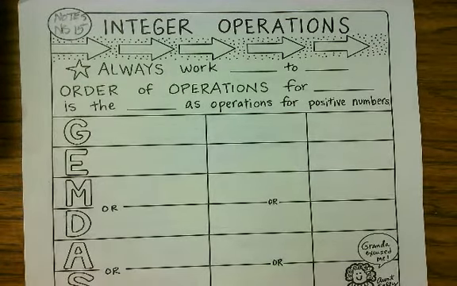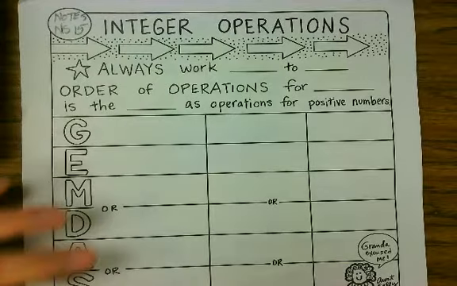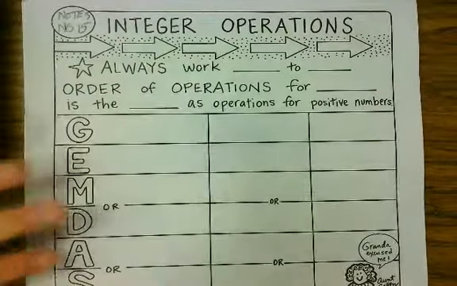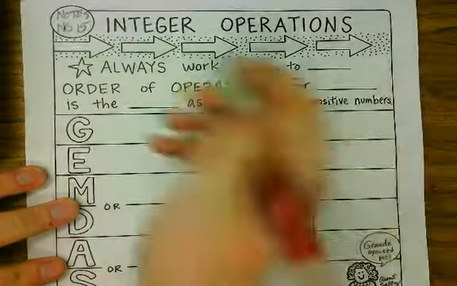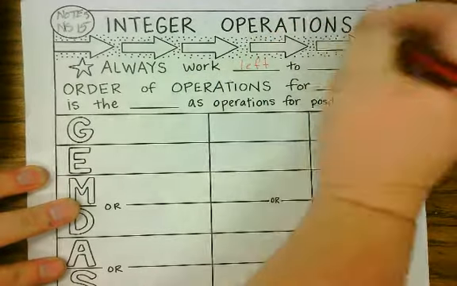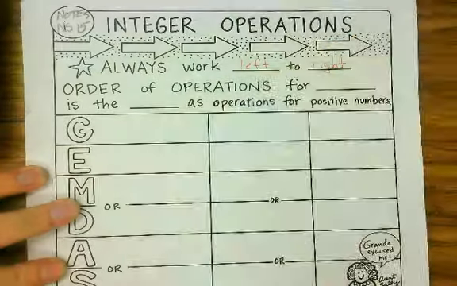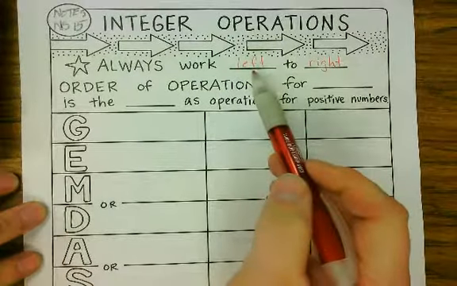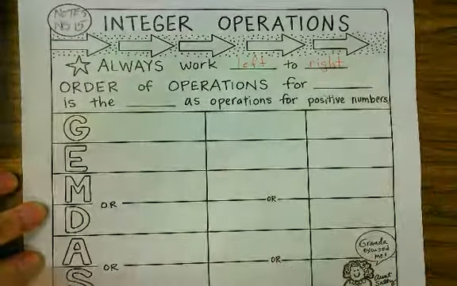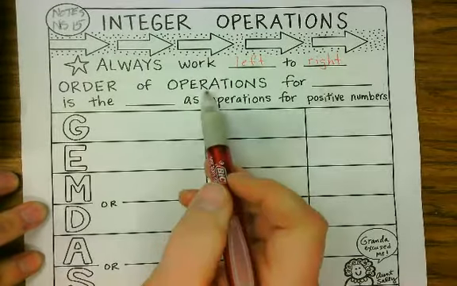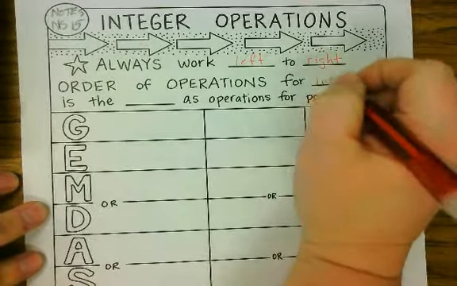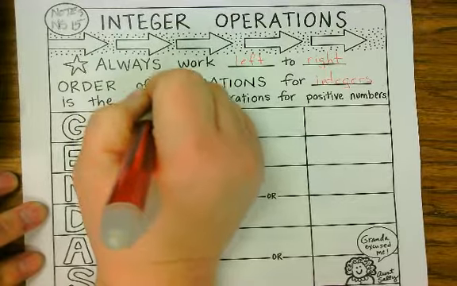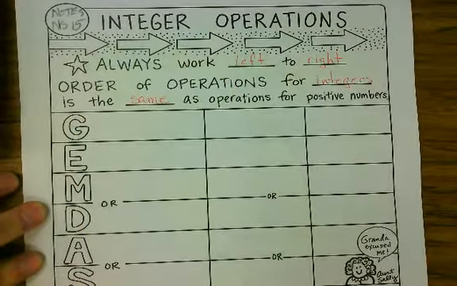Okay, so let's take a look today at integer operations, NS15. First of all, we always work from left to right. Just like we read from the left side to the right side, we do our math from the left side to the right side. So, order of operations for integers is the same as operations for positive numbers.